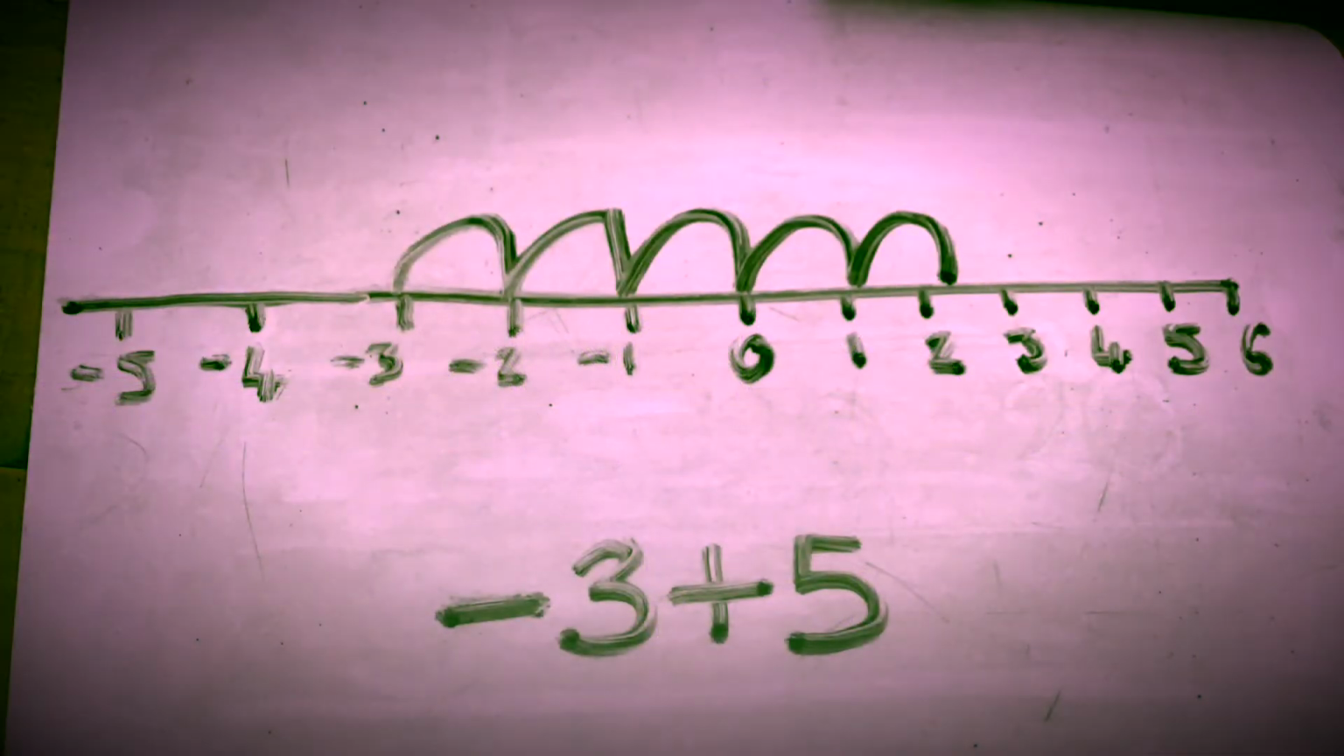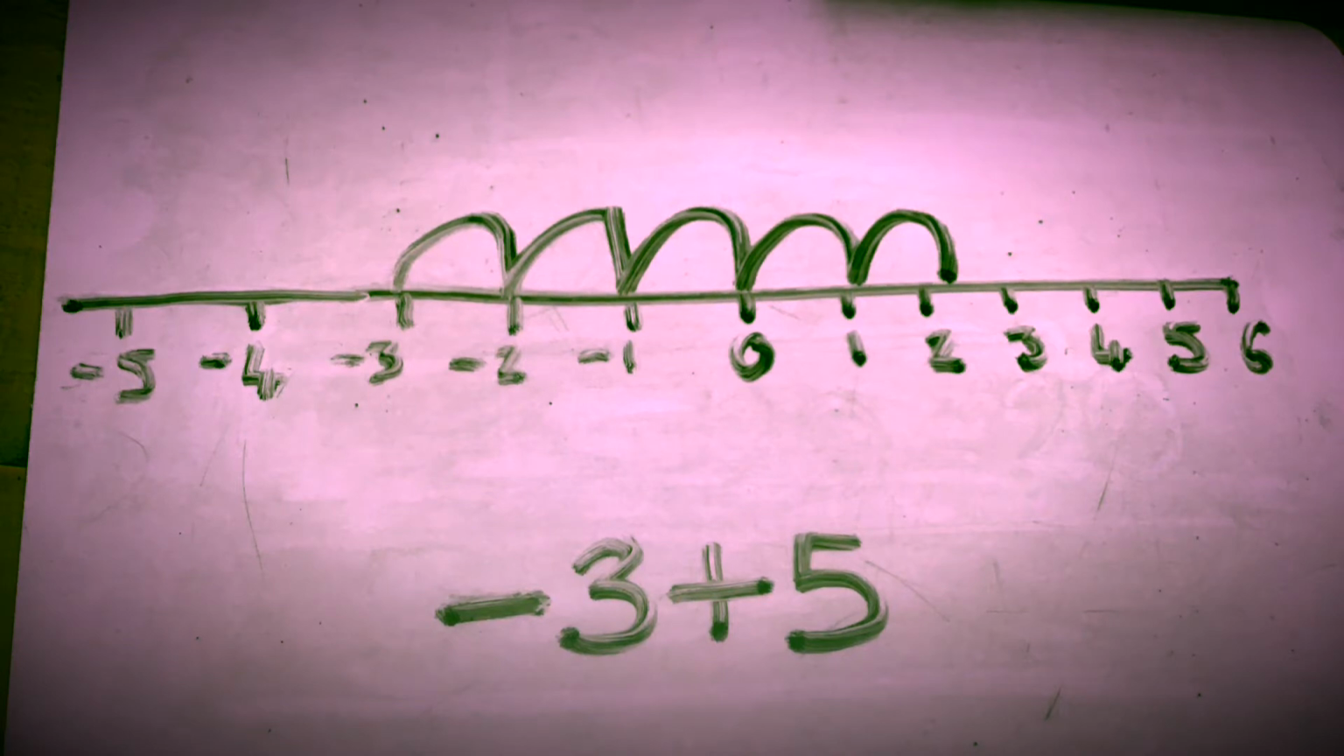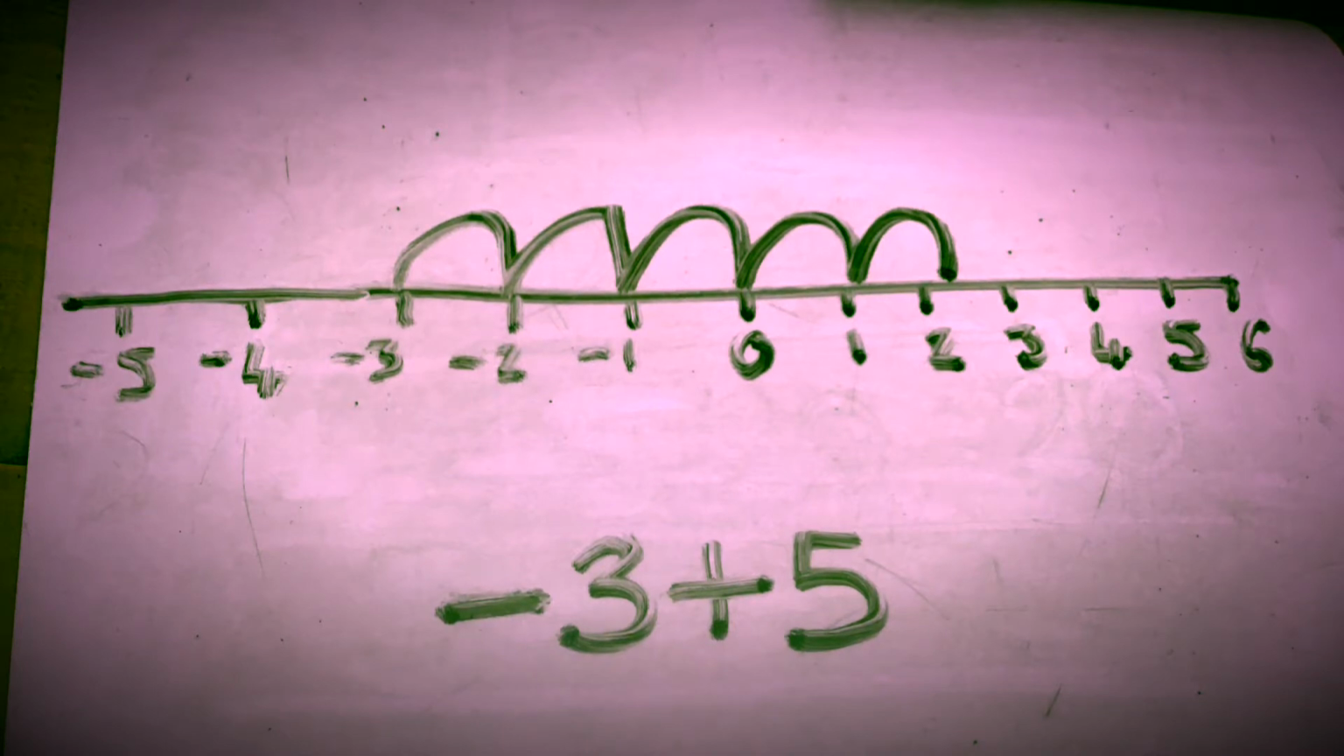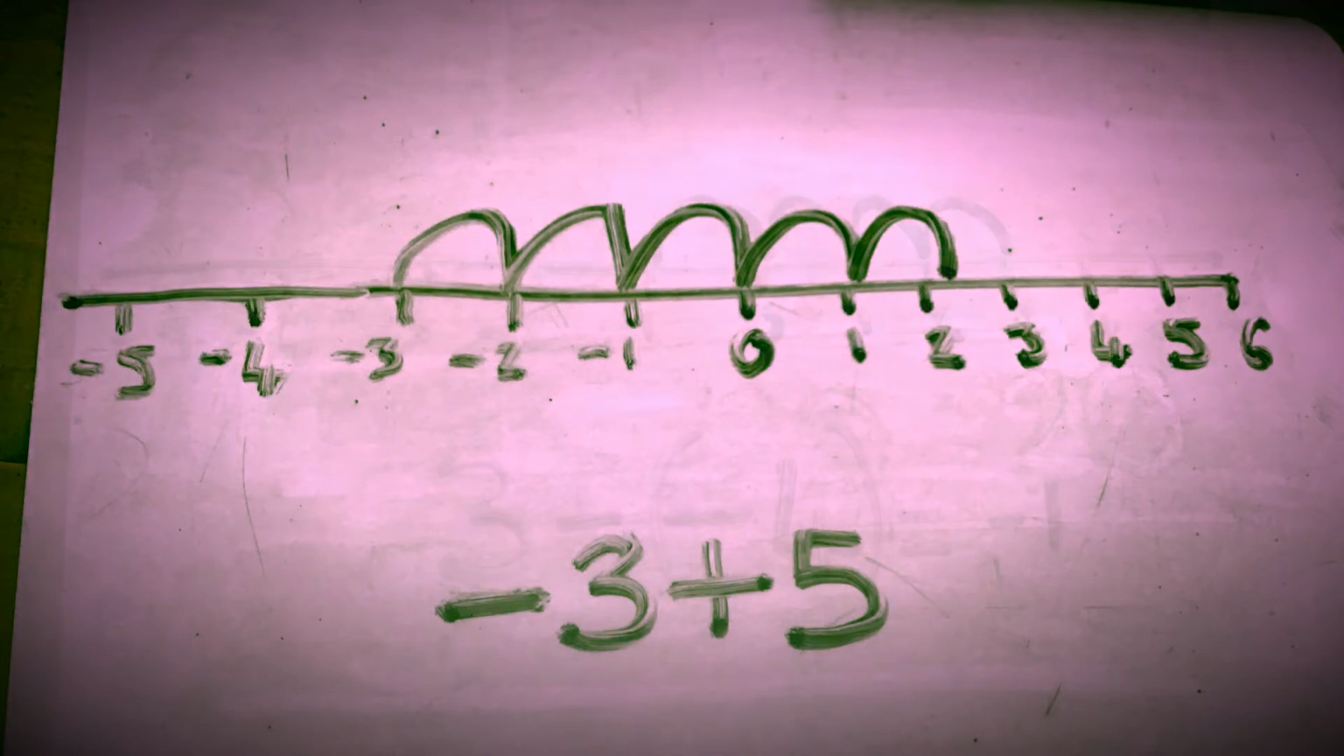This time, let's have a look at this one. We are starting at a negative number and we're adding 5. So negative 3 add 5 gets us to 2. If you think about the temperature, minus 3 degrees, and then it goes up 5 degrees, it would become 2 degrees.